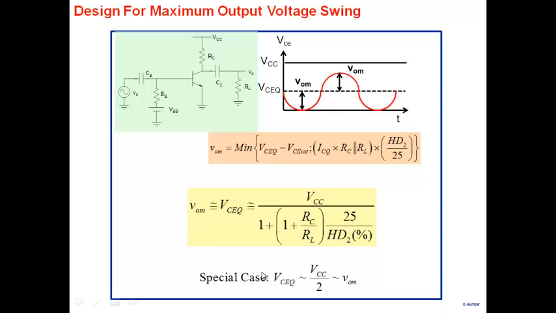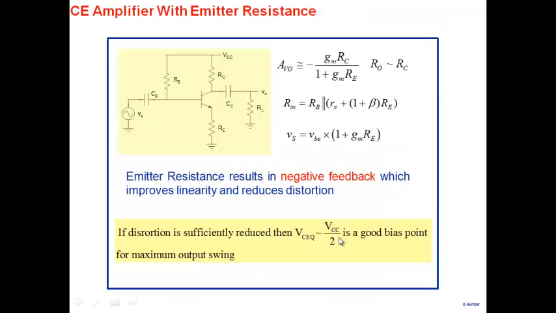And we also saw something which is very commonly stated, that you bias the transistor in the middle, VCQ should be equal to VCC by 2. And we saw that this is not really true. You can't really bias in the middle. It all depends on how much harmonic distortion you're willing to tolerate. This was one of the things that you find in analog circuits. Small things make a huge difference.